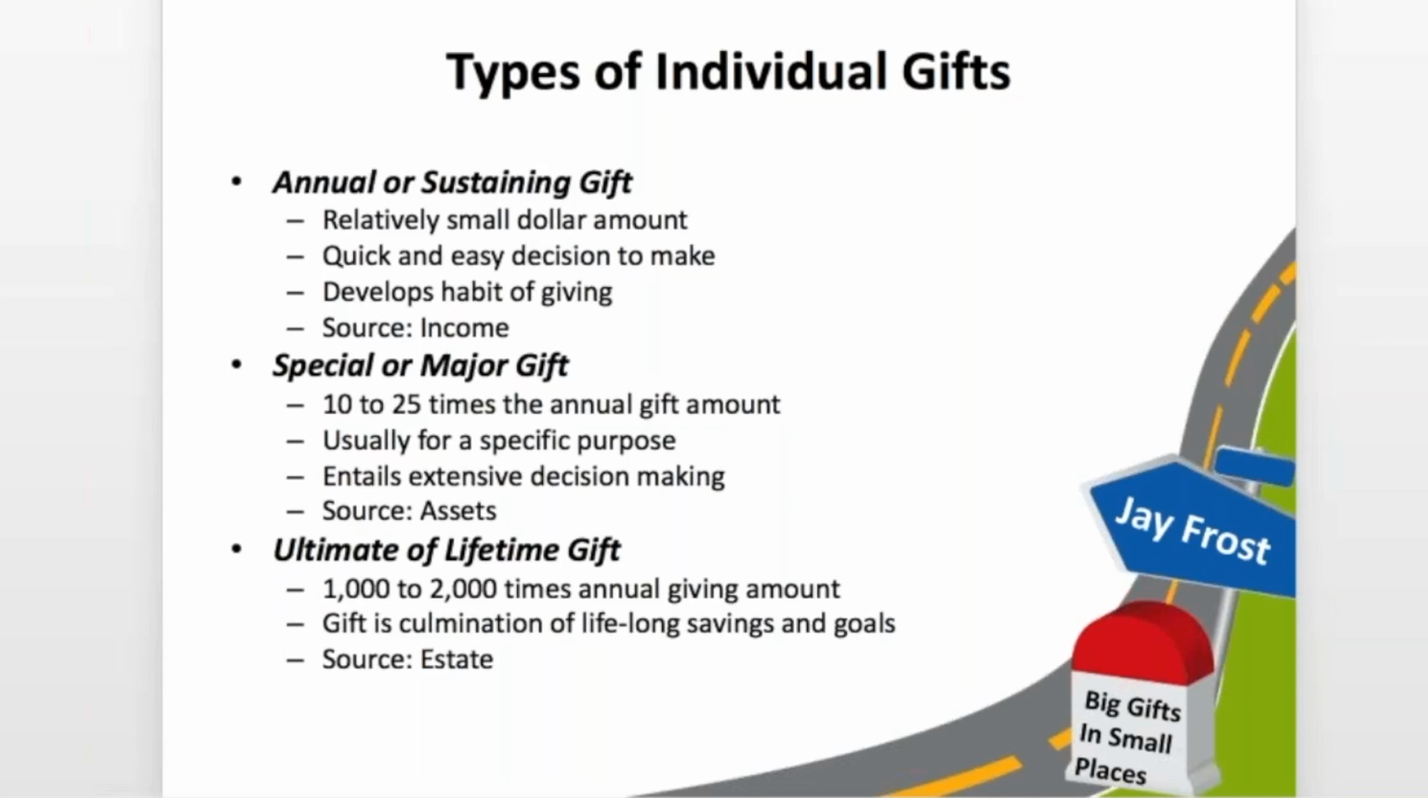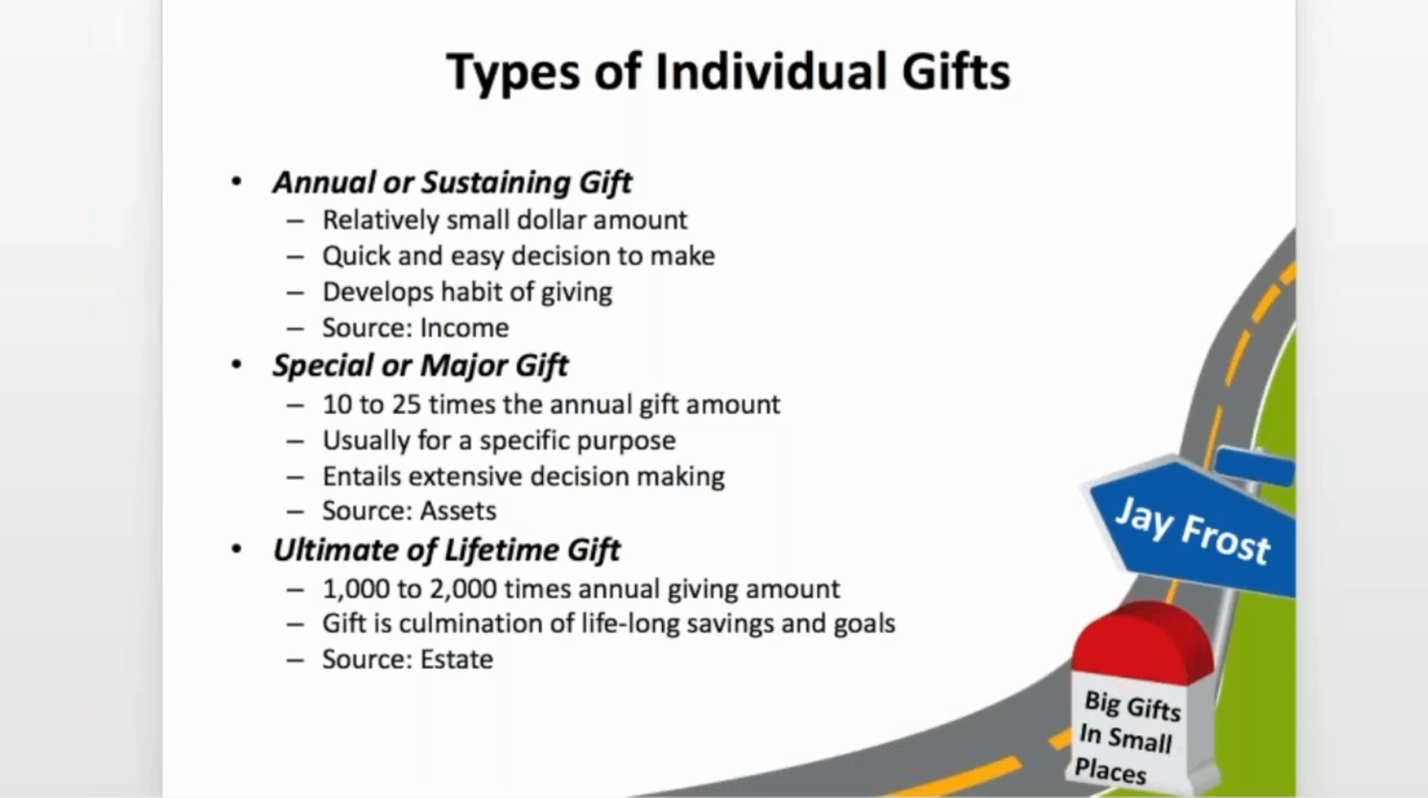But here's the biggest difference, I think. Again, one comes from income. What do I have available to me right now? The other comes from assets. And so when we're talking to someone about a major gift, it's usually for a very specific purpose. It entails extensive decision-making and discussions. It's really about them. It's not about our needs. It's about their needs as donors to be involved, to see impact, to make a difference with the amount of money that they have, to take money away from their family effectively and give it to you. And that's a big deal.